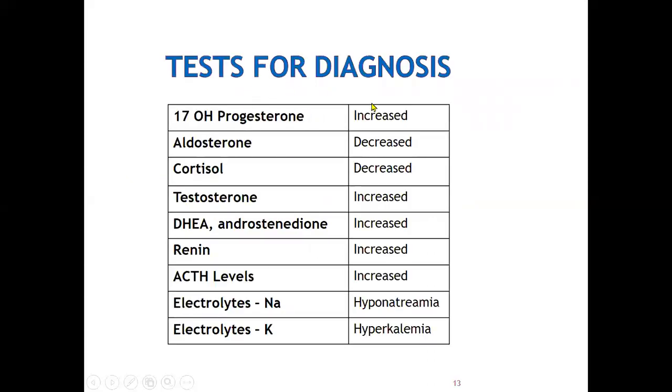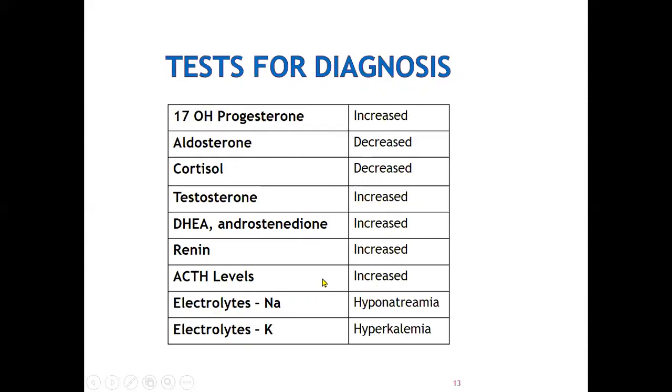If you look for the diagnosis, these are the hormones which are important, and you must keep in mind that this is the baseline test. 17 hydroxyprogesterone is increased. Aldosterone is decreased, cortisol is decreased, as we saw in the pathway in that algorithm. Then testosterone is increased because all the things are due to the increased 17 hydroxyprogesterone. It is converted towards increased production of testosterone. Then DHEA and androstenedione are also increased. Renin and ACTH levels are also increased.